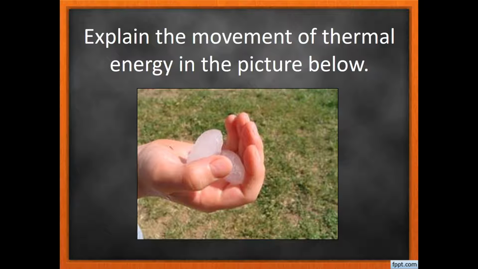So explain the movement of thermal energy in this picture. It would be from your hand to the ice. So think about the atoms that make up the cells on the surface of your skin. You have to think about this on the atomic level, smaller than a single cell. The atoms are vibrating, and whenever the ice touches your hand, some of that vibrational energy is bumped into the ice, causing the ice to warm up.